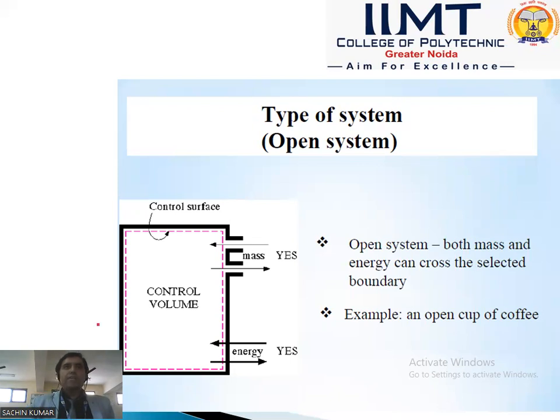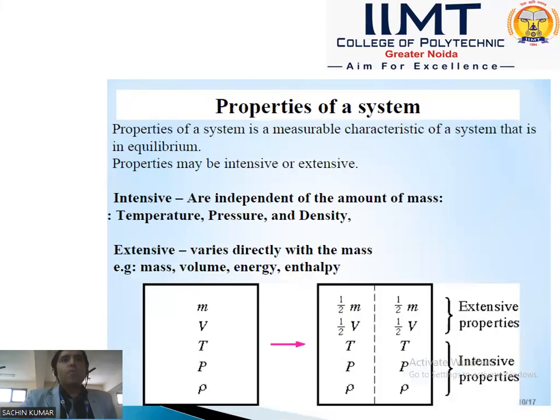After that, we discuss the property of a system. A property of a system is a measurable characteristic of a system that is in equilibrium.